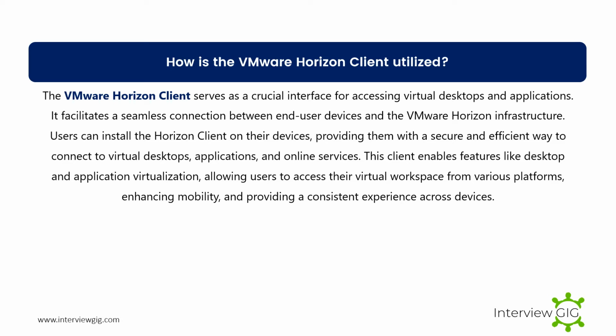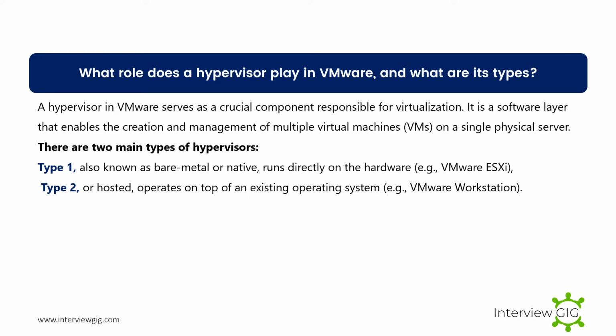This client enables features like desktop and application virtualization, allowing users to access their virtual workspace from various platforms, enhancing mobility. What role does a hypervisor play in VMware, and what are its types? A hypervisor in VMware serves as a crucial component responsible for virtualization. It is a software layer that enables the creation and management of multiple virtual machines, VMs, on a single physical server. There are two main types of hypervisors.